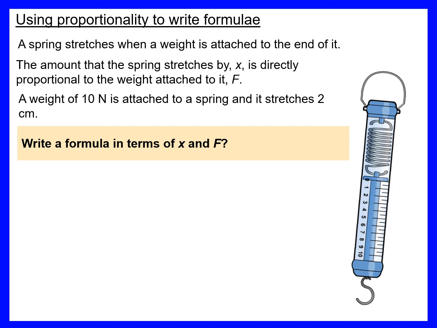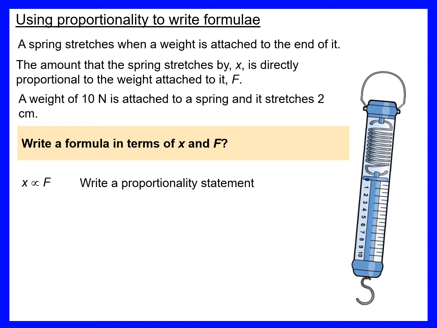I would suggest you write down the different steps as we go, and then you'll be able to use those to help you with questions later. So our first step then is to write our proportionality statement. So we've started with X is proportional to F. So the distance is proportional to the amount of weight. As one gets bigger, the other gets bigger. As one gets smaller, the other gets smaller.